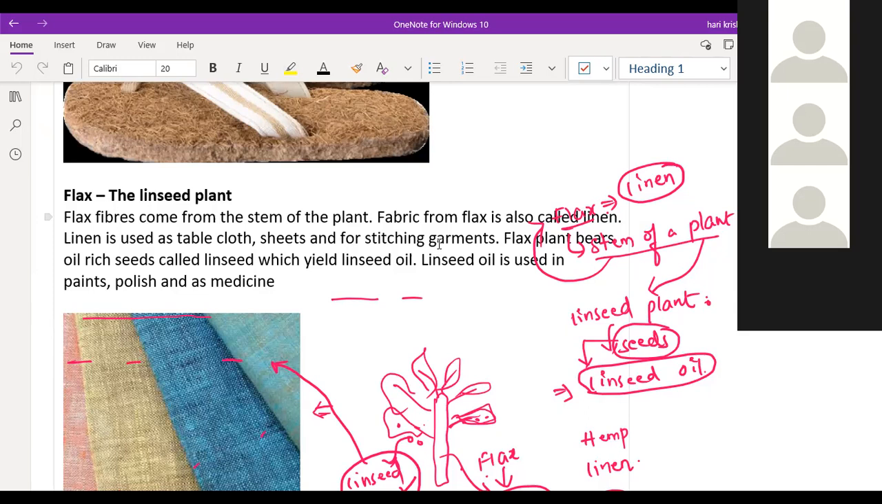One is you're getting the fiber from the stem of the linseed plant. The other one is obtaining the linseed oil from the linseed seeds. So these are the two important things from the linseed plant. Okay. And what is the fiber you're getting from the flax plant? It's called linen. So say linens. Have you heard the term?